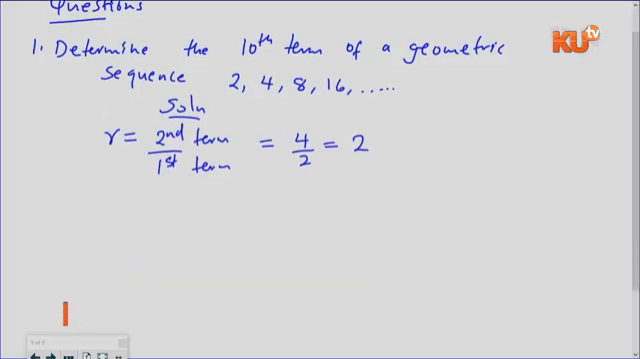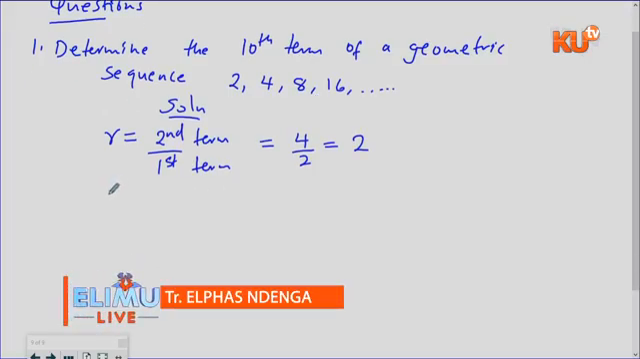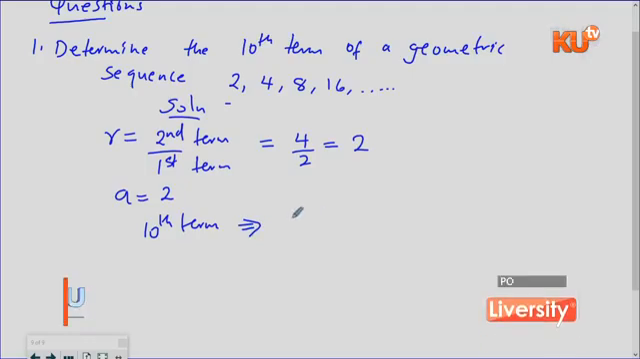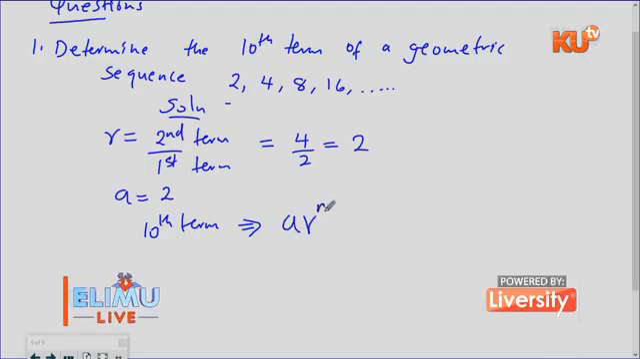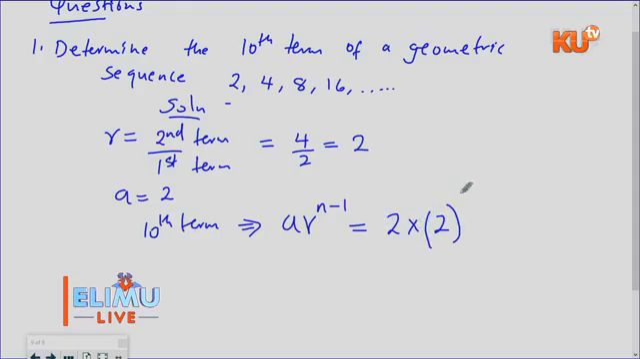So we now substitute in our values. Our a is equal to 2, and that is the first term. The common ratio is 2. And now we are looking for the 10th term. In this case, the 10th term implies that n is equal to 10. So I will have a r power n minus 1. This will give us a, which is 2, times r, which is 2, power n, which is 10 minus 1.